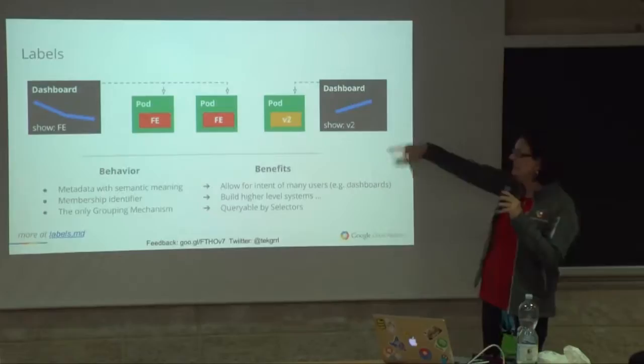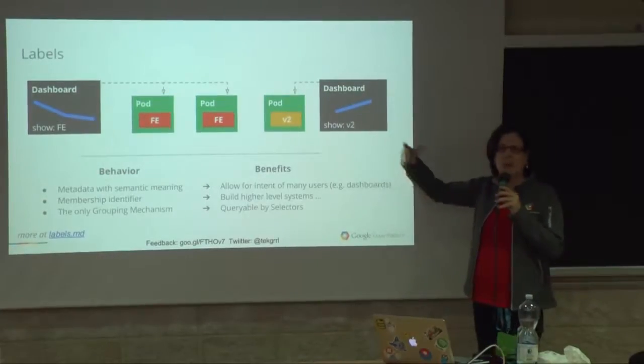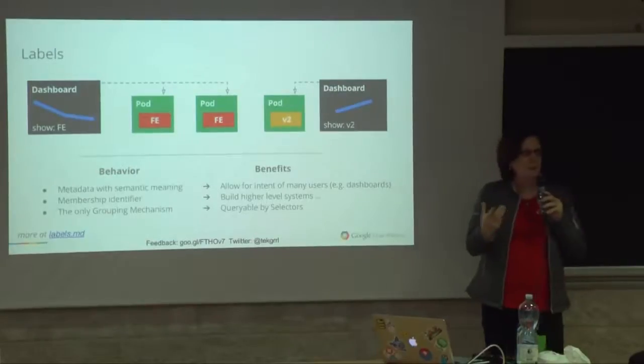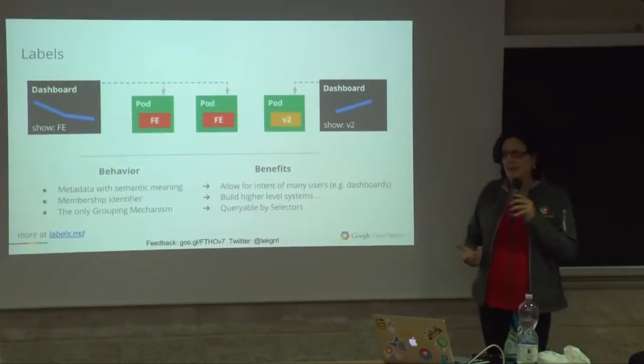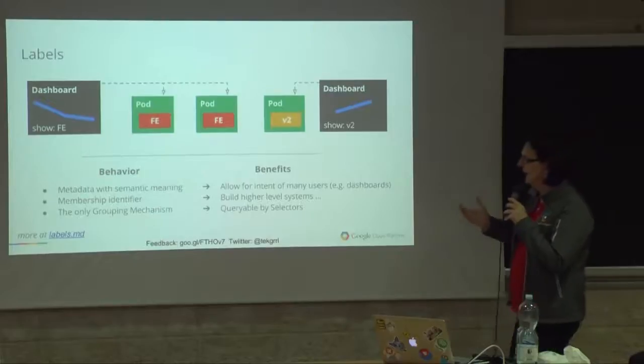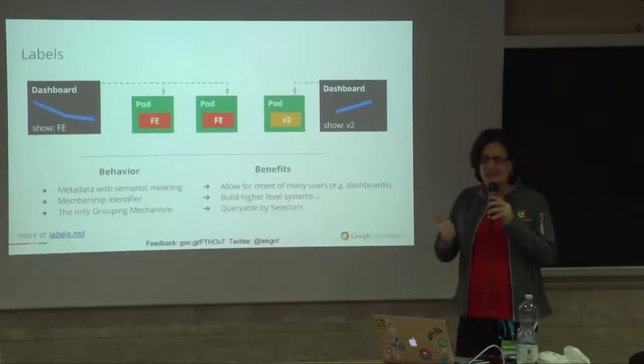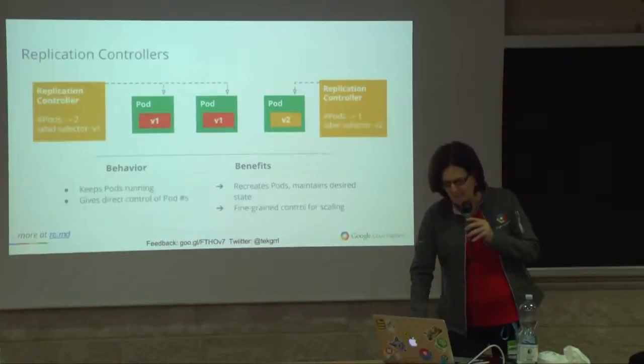And then we can build dashboards up with selectors that will actually show us some information about those pods. So we're effectively grouping those pods by their labels, and this is the membership of the group. It's the only grouping mechanism. It means we can build these dashboards and query by selectors. And they're also used by replication controllers and services, which we'll see shortly.